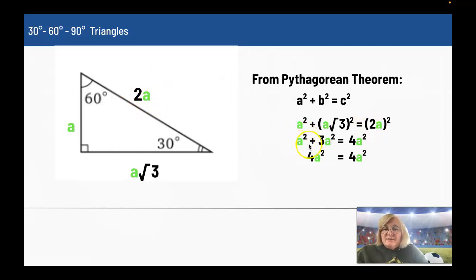So a squared plus a square root 3 squared: square root 3 times square root 3 is 3, and a squared, so 3a squared. 2 times 2 is 4, so I have 4a squared. And a squared plus 3a squared is 4a squared. So 4a squared equals 4a squared, so it holds true.